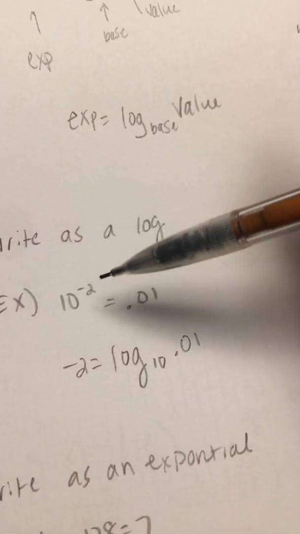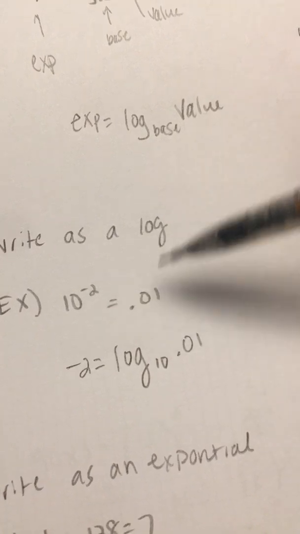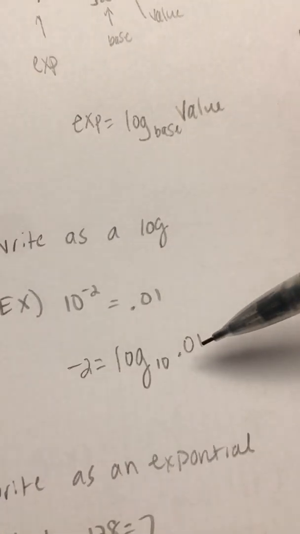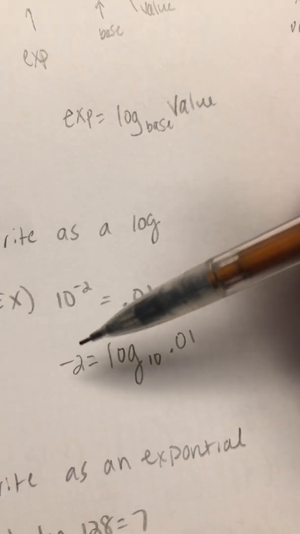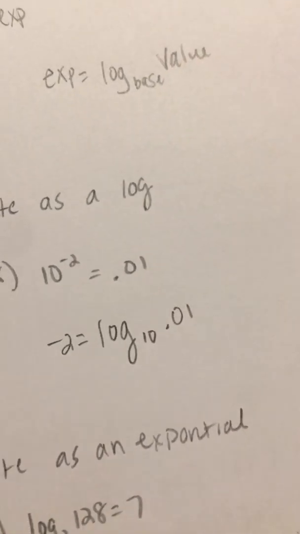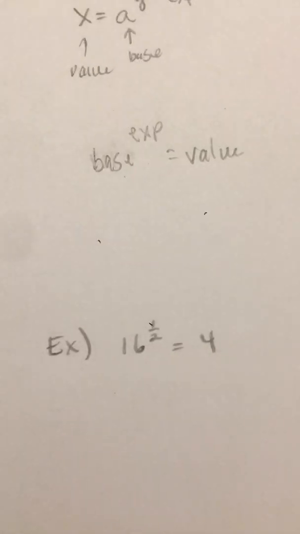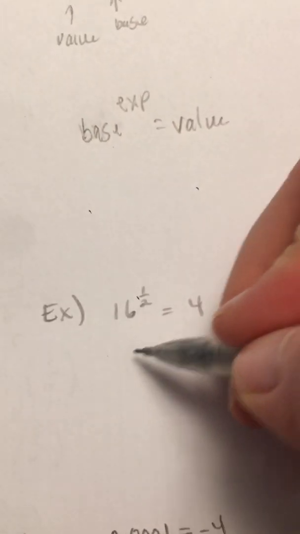So when it's exponentially, it's just about knowing, and I'm fine with saying log base 10 of 0.01 equals -2. You can write it the other way as well. So I'm going to do that this time.